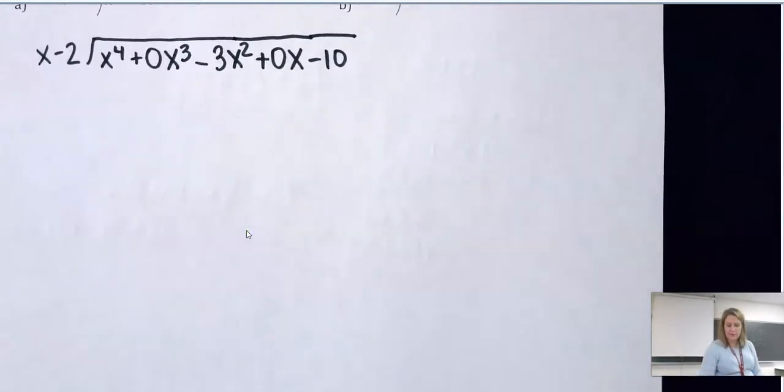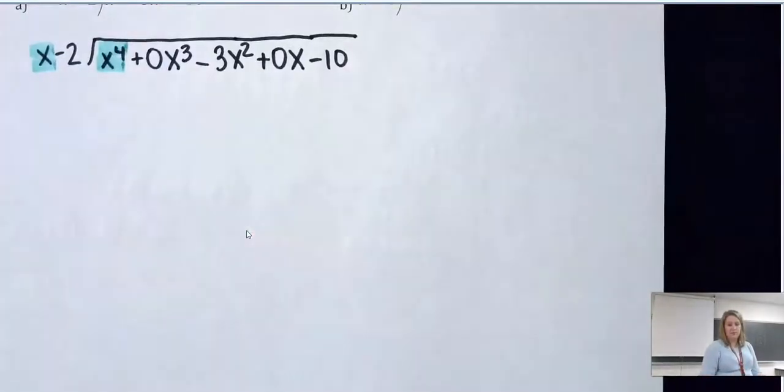Okay, so I'm going to start the process, and I'm going to use my highlighter again and see if that helps a little bit. I'm going to say, what am I going to multiply x by to get x to the fourth? I want to grab a different color than what I have in my hand. Let me just grab my pencil.